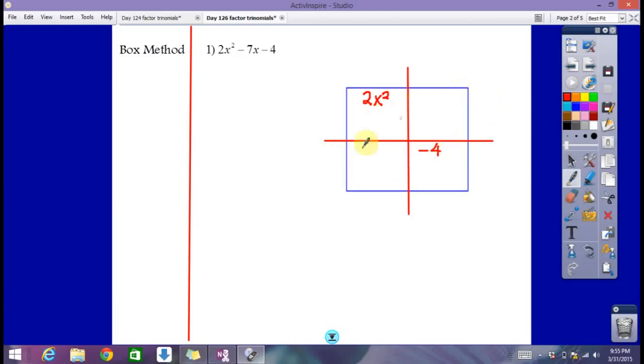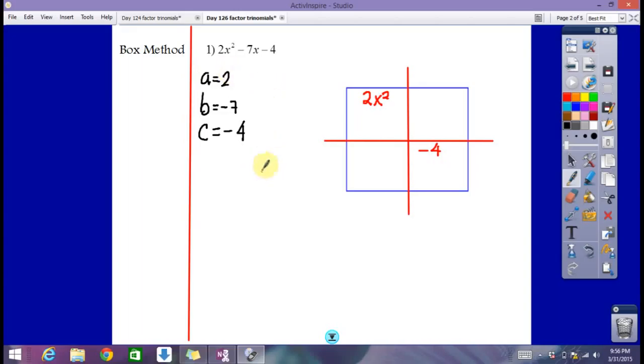Then to fill out the other 2 boxes, we're going to have to go back and use the table, the one that we have been using so far. So let's change colors over here so we don't confuse. If we're going to use the same method, we have to identify our A, B, and C. Your A is 2, your B is negative 7, and your C is negative 4.